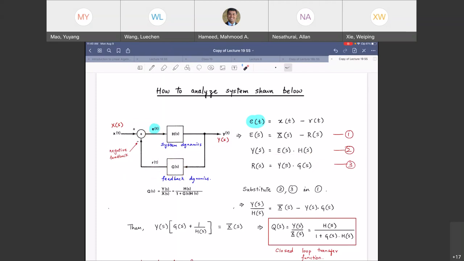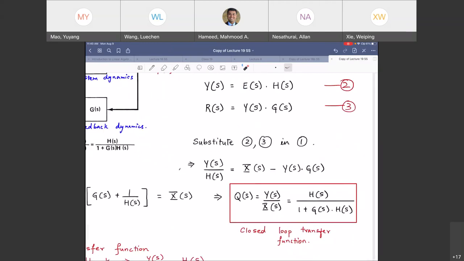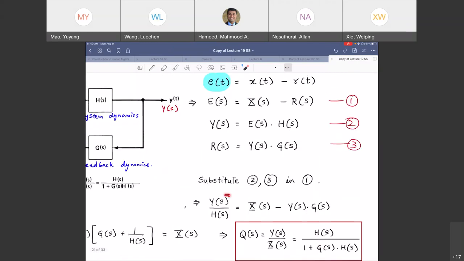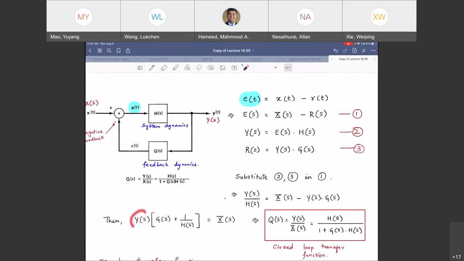Next, what I wanted is Y of S divided by X of S. So if I substitute 2, 3 into 1, I get Y of S divided by H of S as X minus Y times G. I will have to rearrange so that I eventually get Y divided by X, which will simplify to Q of S, which is the thing that I use for indicating closed loop transfer function, which is Y of S divided by X of S, but it is now with G of S. It will be H divided by 1 plus G times H.